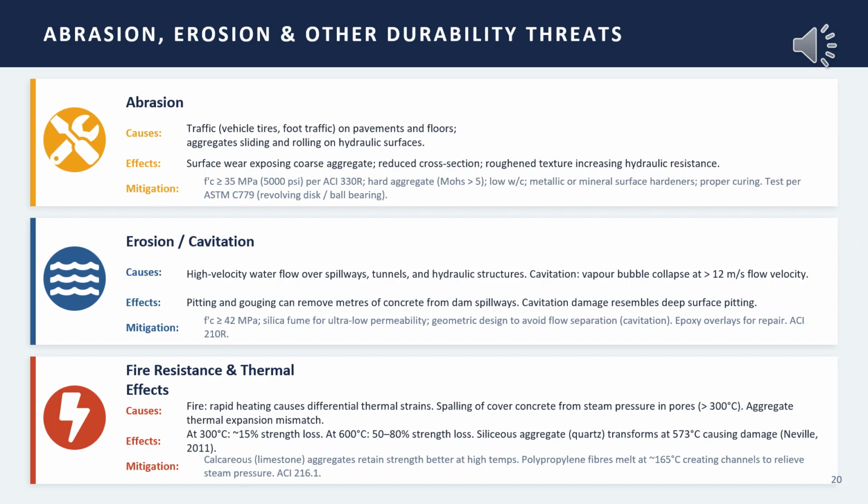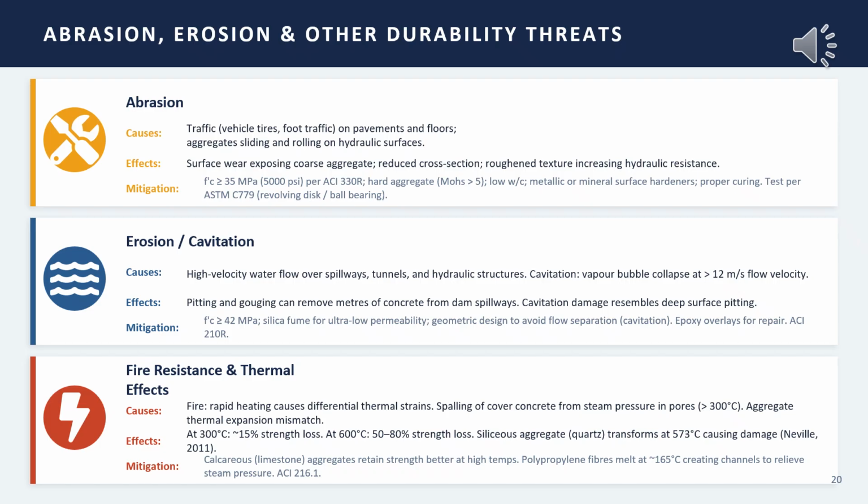When these bubbles collapse near the concrete surface, they generate localized shock waves that can remove concrete at an extraordinary rate. The only practical solution is geometric design to avoid flow separation combined with very high strength, very low permeability concrete, often incorporating silica fume. And ACI 210 covers hydraulic structures specifically, so if you are interested, you can go through the committee's report.